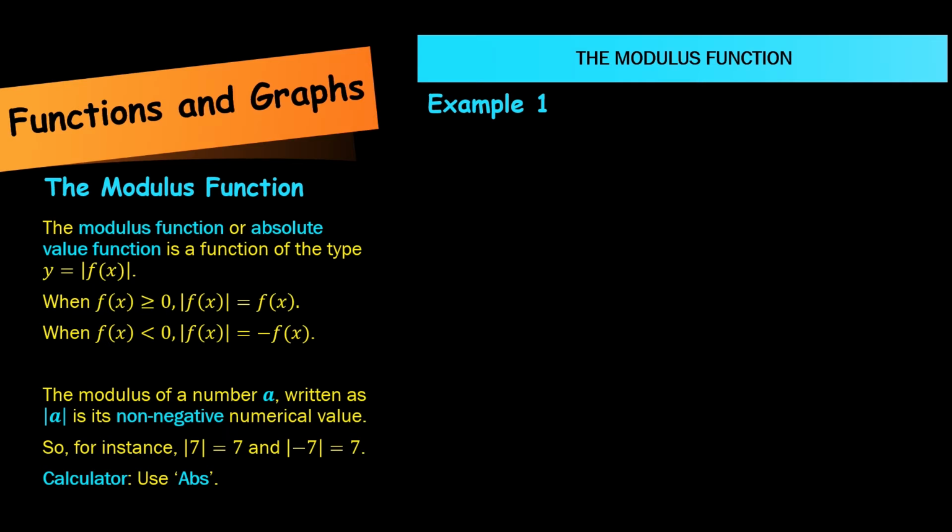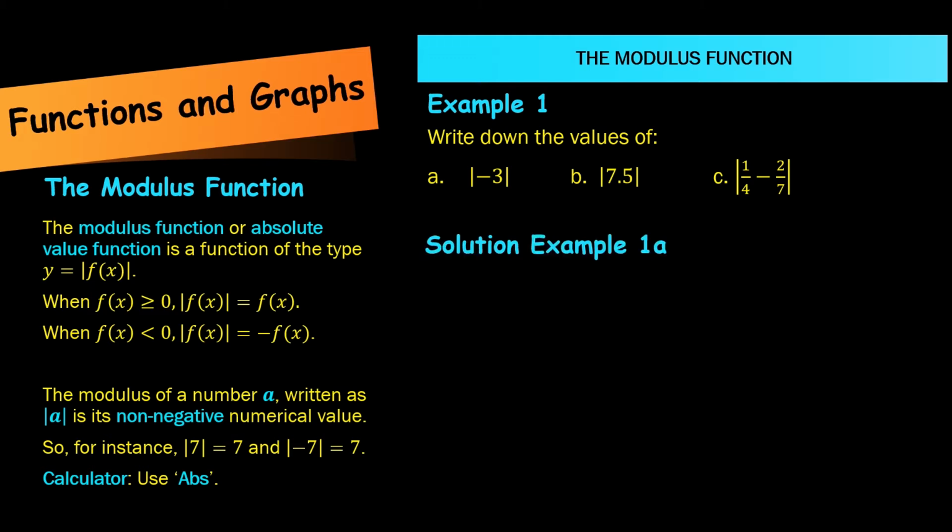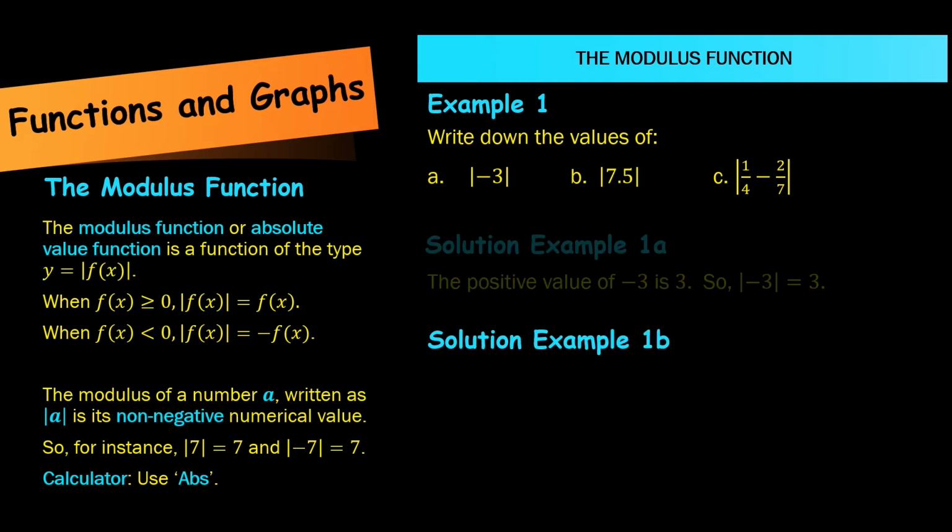Let's take a look at an example. Write down the values of the following, as shown on your screen. Pause the video and have a go. Press play when you're ready to view the solutions. So let's solve example 1a first. The positive value of minus 3 is 3, so mod minus 3 equals 3. For part B, the value of 7.5 is already positive, so mod 7.5 equals 7.5.